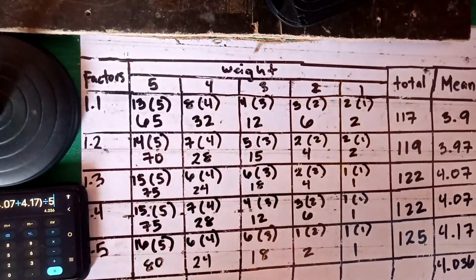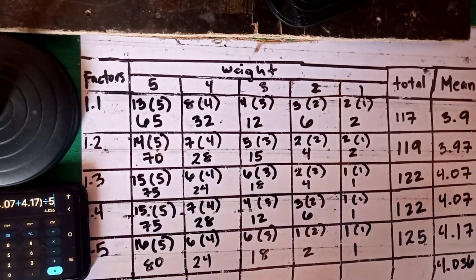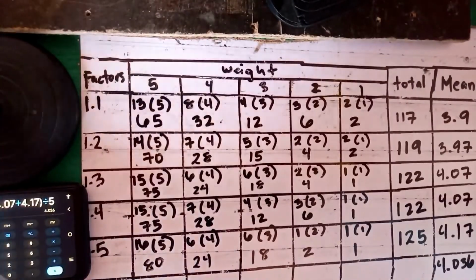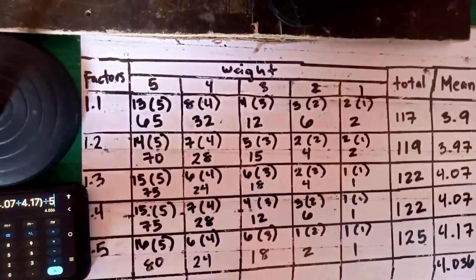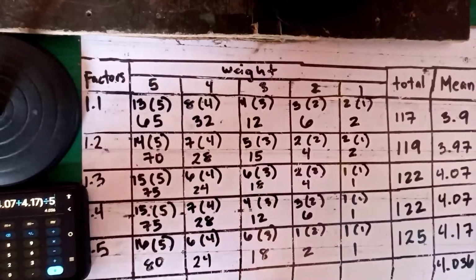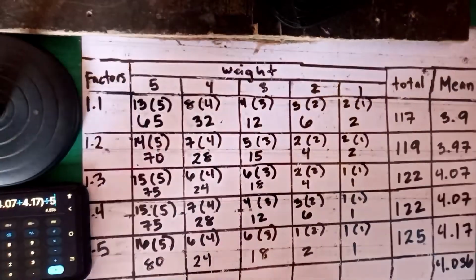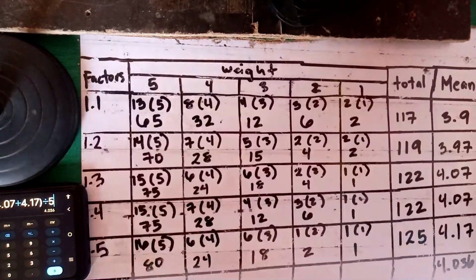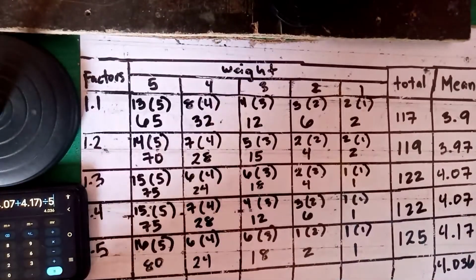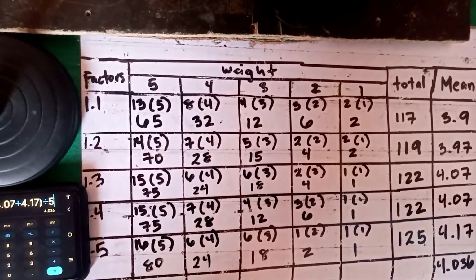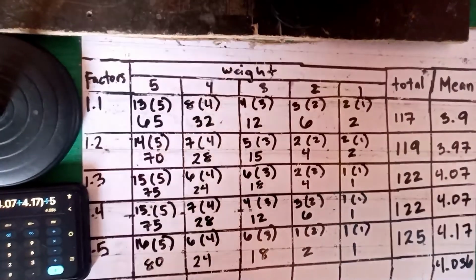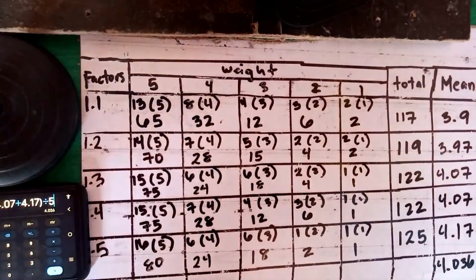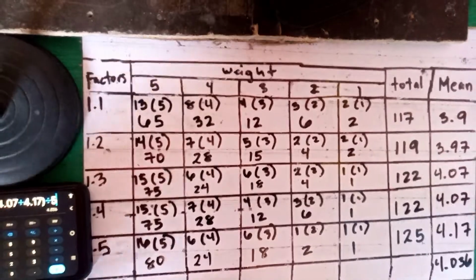So that's how you compute the weighted mean of a research or the weighted mean of the result of your survey, no? So paano siya sinusulat sa isang complete na table? So sabi nga dito sa ating procedure kanina, meron pa tayong last, which is to interpret using the rating scale. So bago natin siya i-interpret using the rating scale, i-recap muna natin kung ano yung mga nangyari, para hindi tayo malito bago natin isulat sa ating final na table.